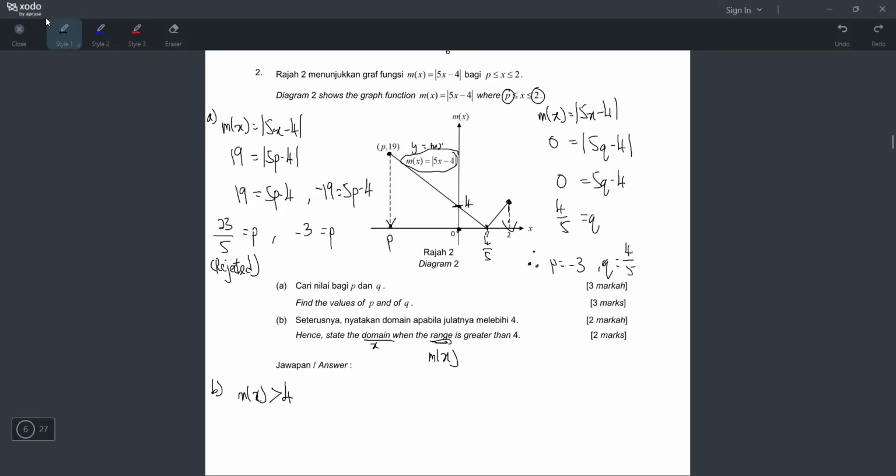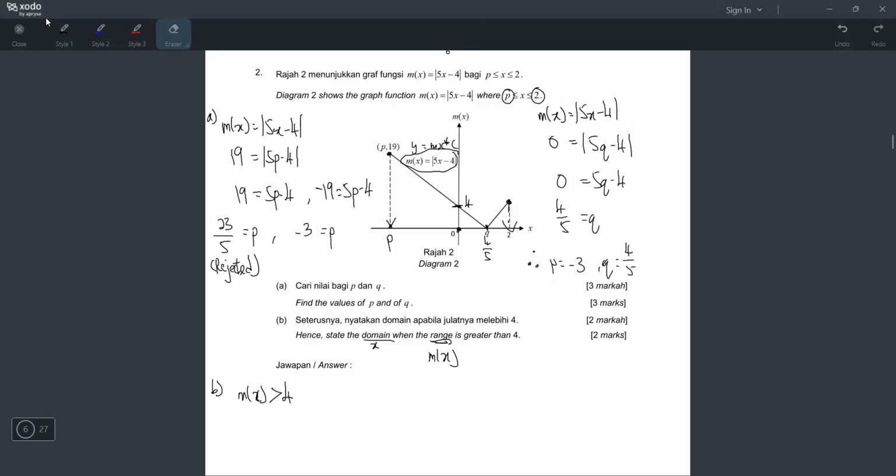Y equals mx plus c, right? And then if you look at the c, it is negative 4, right? So actually, this is an equation of a straight line, right? Do you agree? This is actually the equation of a straight line.